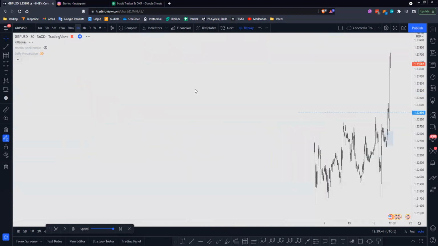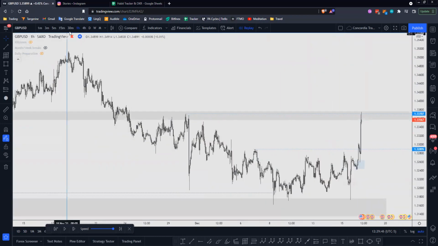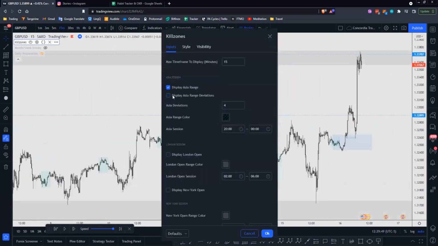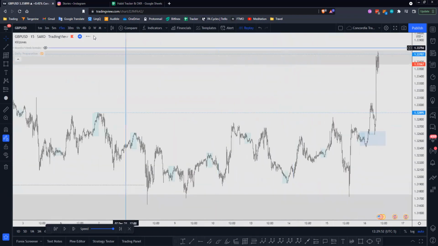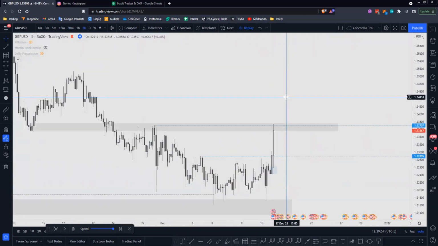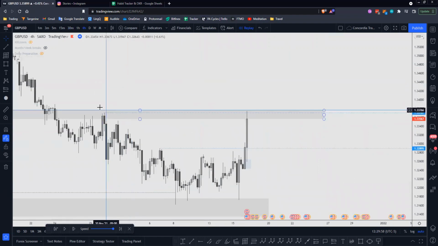We get a sweep on, let me change this actually. I just have the standard deviations on. What was I going to say? Oh yeah. So we have a sweep of this weekly key level.